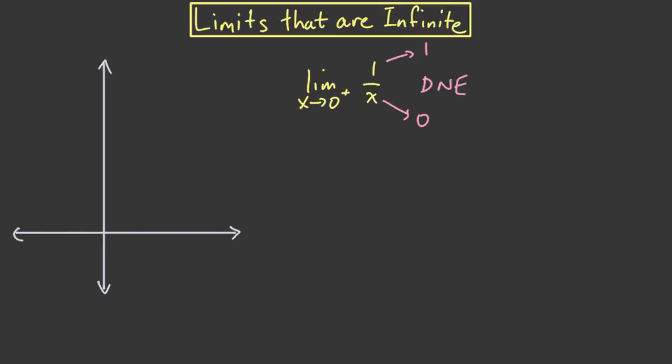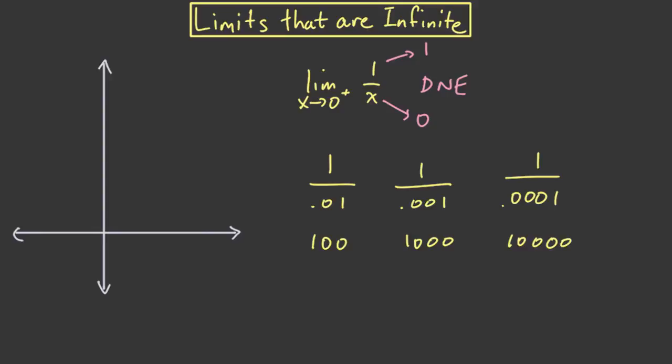So let's investigate. Our numerator is always 1, and as x approaches 0 from the right, the denominator is positive and getting really, really small. So we're going to get things like 1 over 0.01, 1 over 0.001, 1 over 0.0001, etc. And these fractions are 100, 1,000, 10,000. So as x is going to 0 from the right, 1 over x is blowing up. And its graph is going to be looking like this, with this vertical asymptote at x equals 0.